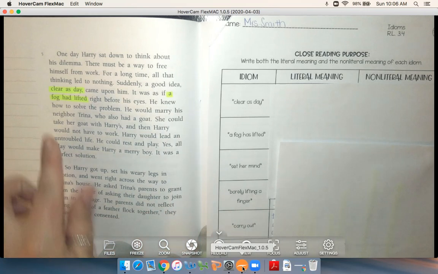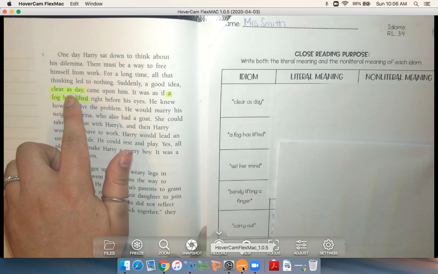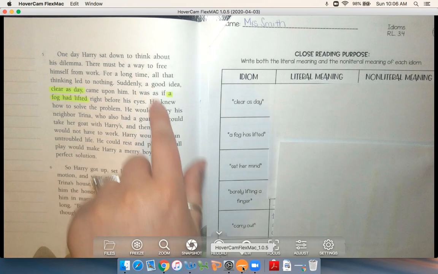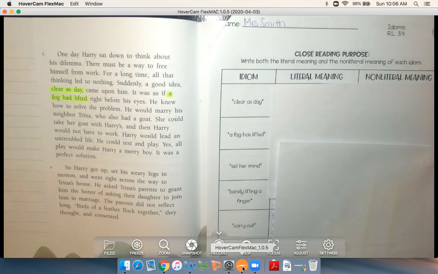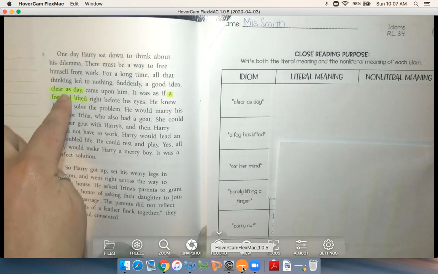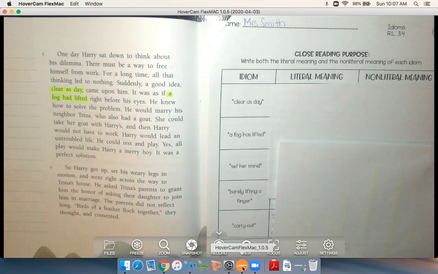Okay, so the first one is clear as day. You can see that I have it highlighted here. This paragraph here is about Harry, and he's thinking really hard about the problem that he's having in this story, right? About what he's going to do, about how he doesn't want to watch this goat anymore. So I'm going to read this sentence, and we're going to see how clear as day is used in context, how it's used in this passage. So it says, "For a long time, all that thinking led to nothing. Suddenly, a good idea, clear as day, came upon him."